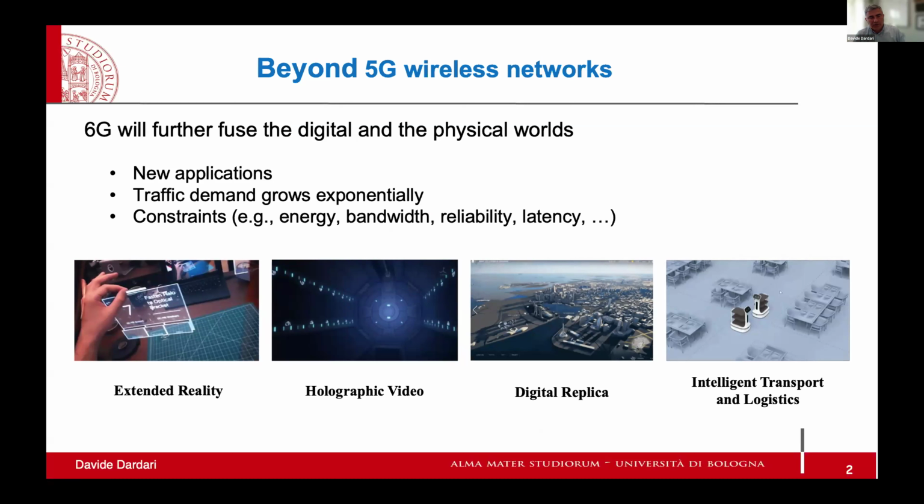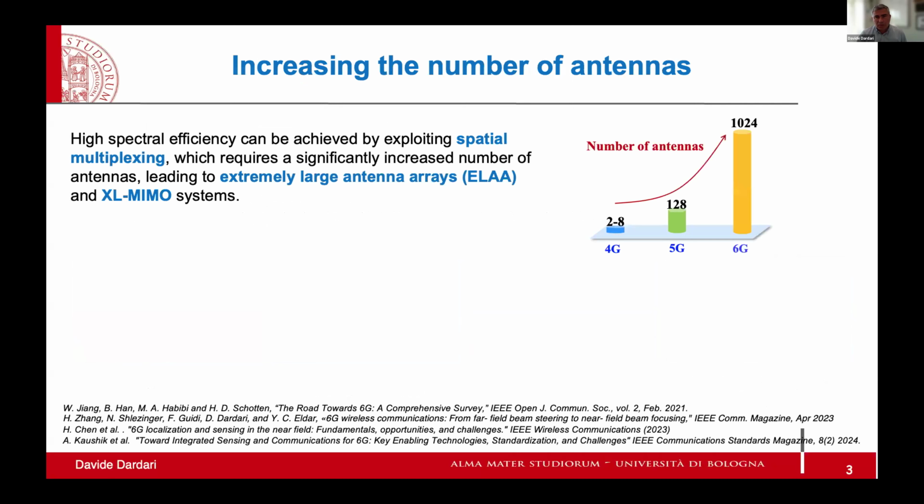Among the different solution technologies studied in recent years, one option is to increase the number of antennas a lot, to exploit the spatial multiplexing capability, leading to extremely large antenna arrays, the so-called XL-MIMO systems. We will see an explosion in the number of elements in antenna arrays to increase the capacity of the system. But also, as Marco mentioned before in his presentation, if we go large, with relatively large antennas, we can also exploit the near field region.